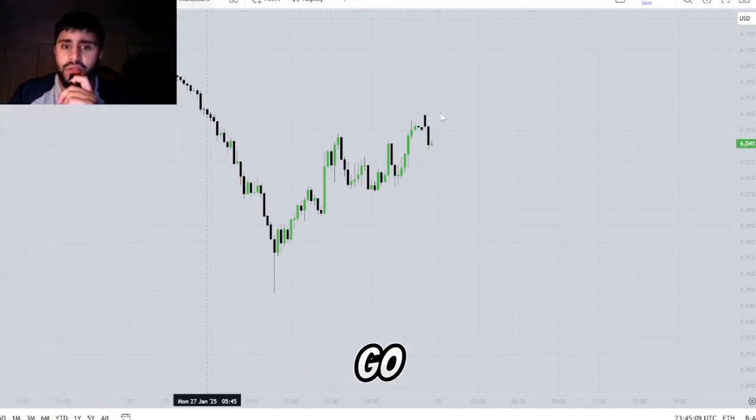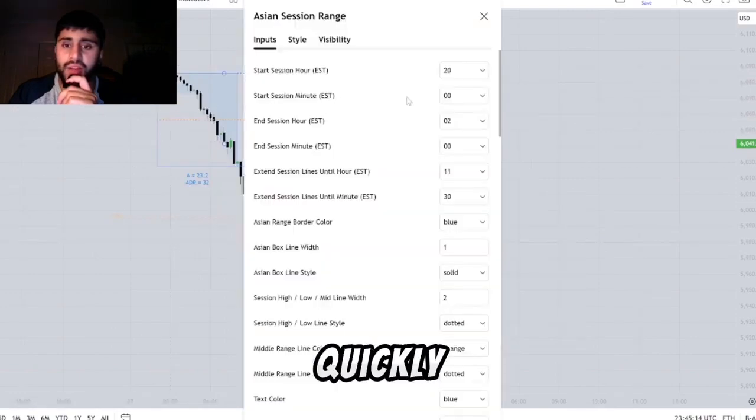Thing to understand, right? Let's quickly go to our indicators. So which indicator do I use? I use the Asian session range by Rob Minty. Again, quickly go over settings, right?